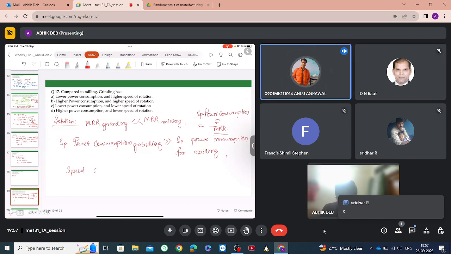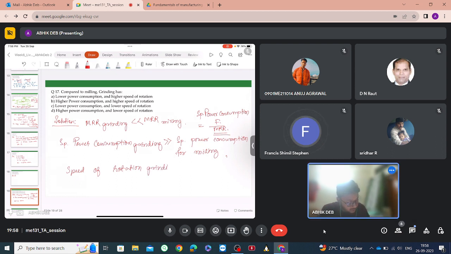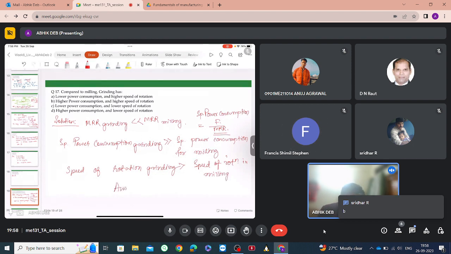Option B. Yes, option B. The speed of rotation in grinding is much larger than the speed of rotation in milling. So the correct option is option number B.